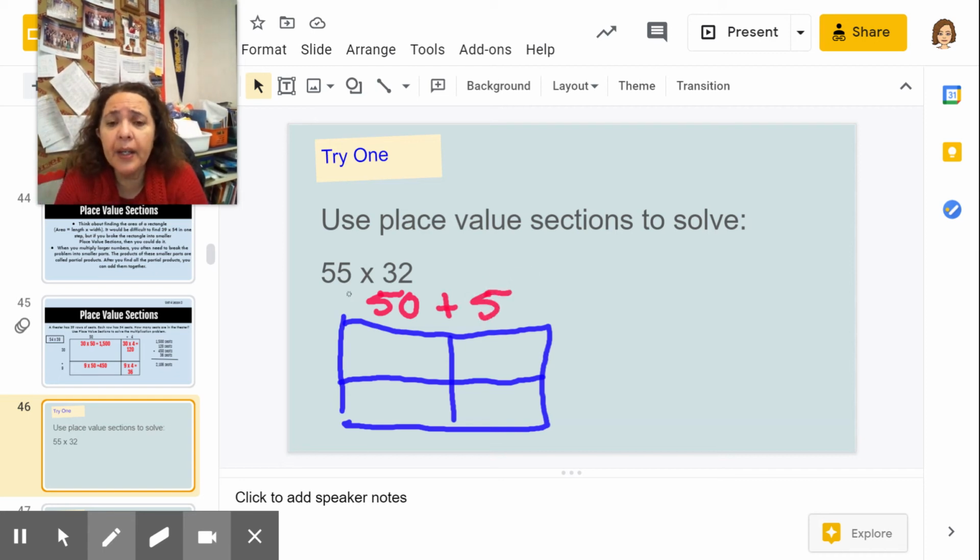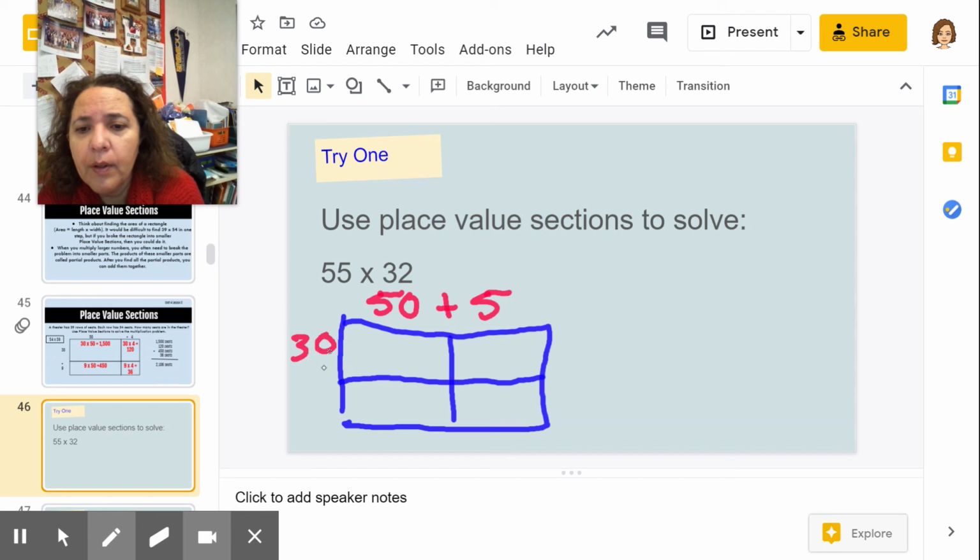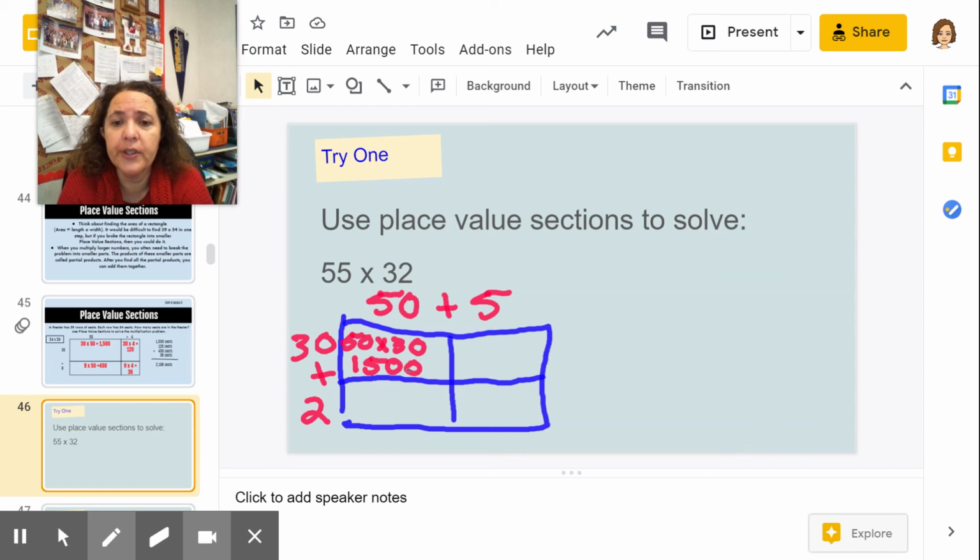And then I got to break apart my 32, right? So a 30 plus a 2. And then I do 50 times 30. And I know 5 times 3 is 15. And then I add my 2 zeros because I already learned how to multiply by multiples of 10.